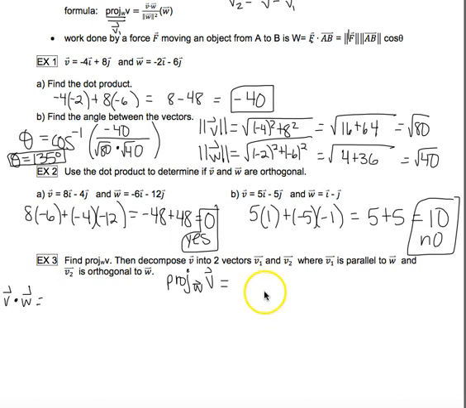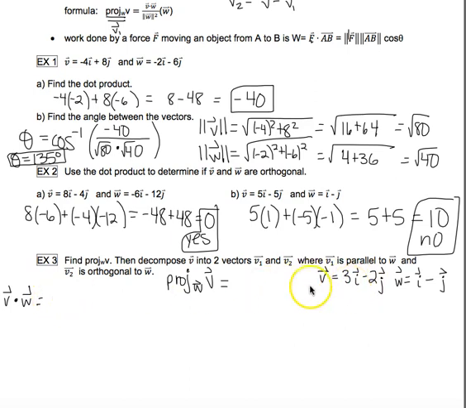Oh, and it would probably be helpful if I had written out the vectors, which I didn't. Sorry about that. Let me write them over here. So 3 vector i minus 2 vector j. And then vector w, we're going to do vector i minus vector j. Okay, now we have what we need.